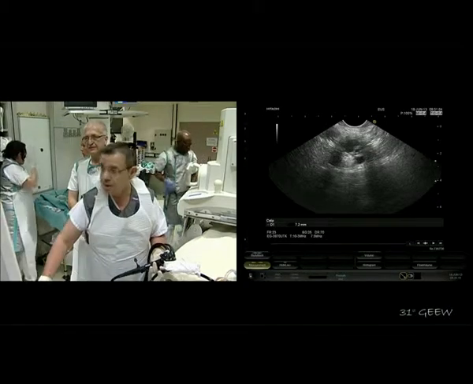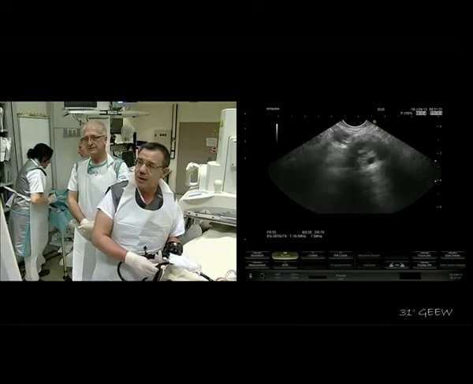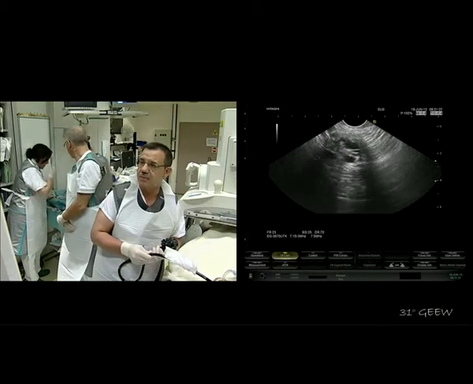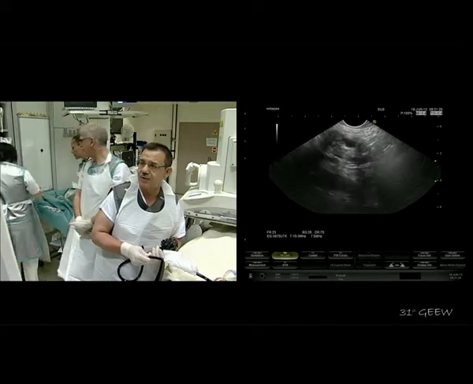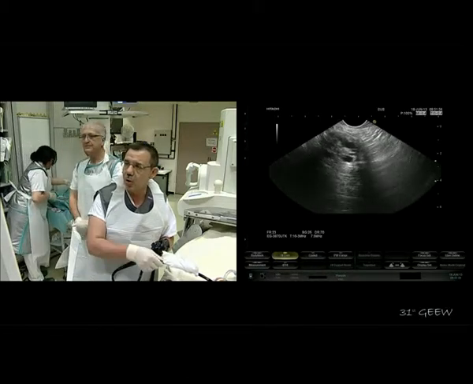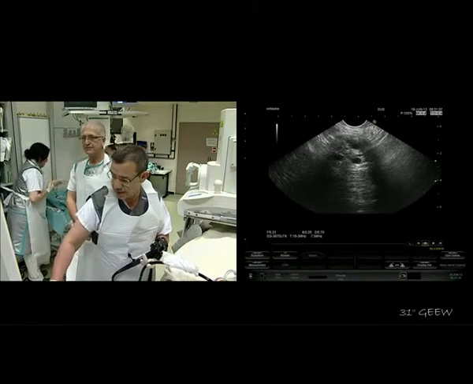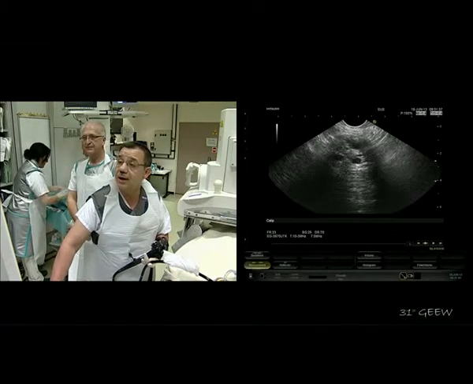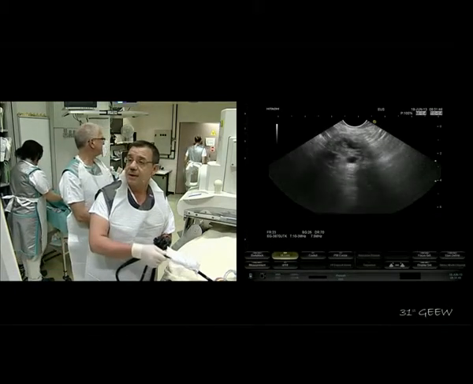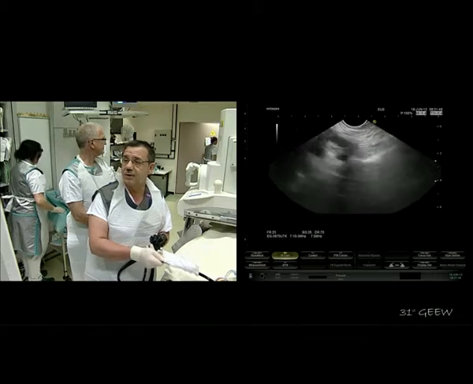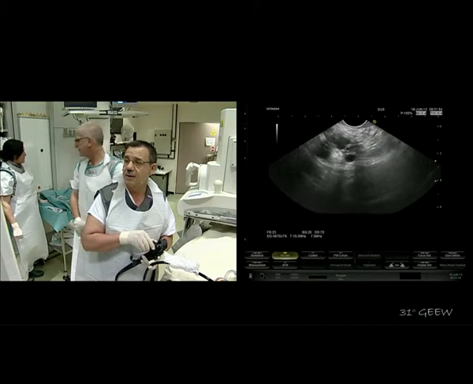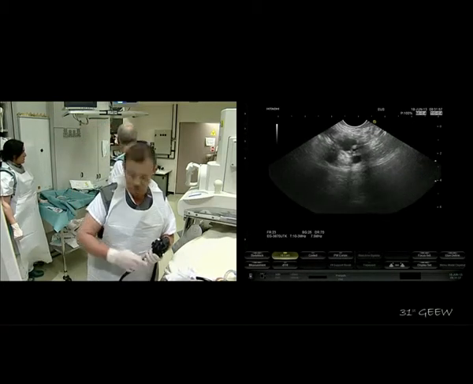I will try to target this duct, maybe here, because I try to find the closest position to the wall, and you see here the distance between the duct and the wall is a little bit far away, and I will try to find the best position. Maybe it's here, and I will target the duct with the 19 gauge needle.